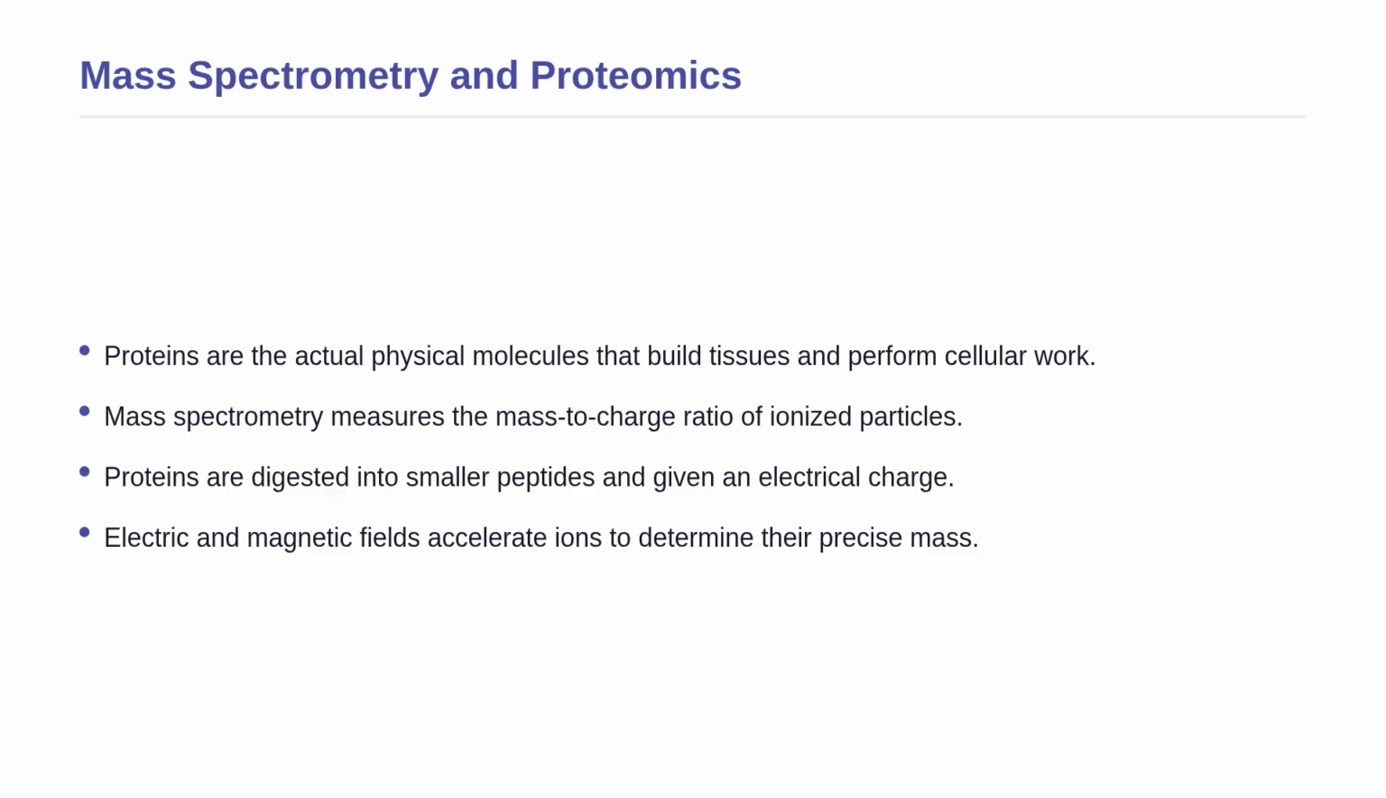Mass spectrometry allows us to directly measure which proteins are present. It works by digesting proteins into smaller pieces called peptides, vaporizing them, and giving them an electrical charge. The machine then uses electric and magnetic fields to accelerate these ions, measuring exactly how long it takes them to hit a detector to determine their precise mass.